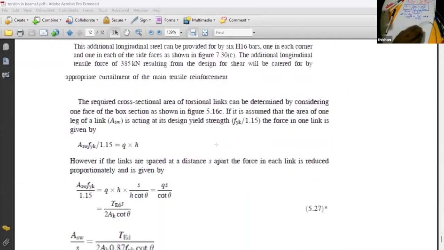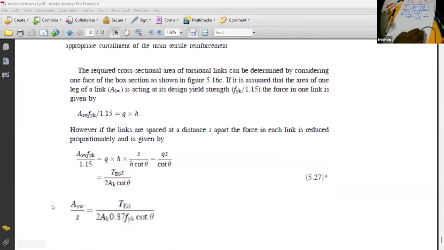So you can look at this one. It says the vertical force, which is the force in steel divided by 1.15, is equal to q times h. But if you are going to have links at a closer spacing than h cot theta, then the force will be q times s over h cot theta times h. So this h and h will cancel out. Then you will find A_sw f_yk over 1.15 is equal to q times s over cot theta, but q is equal to T_Ed over 2A_k. So from that you can get this equation.